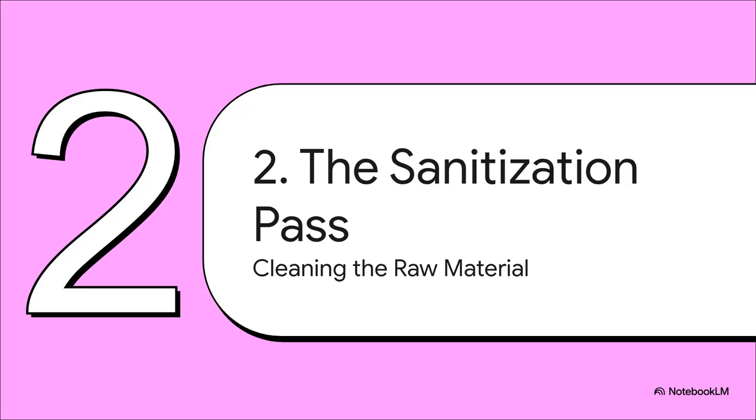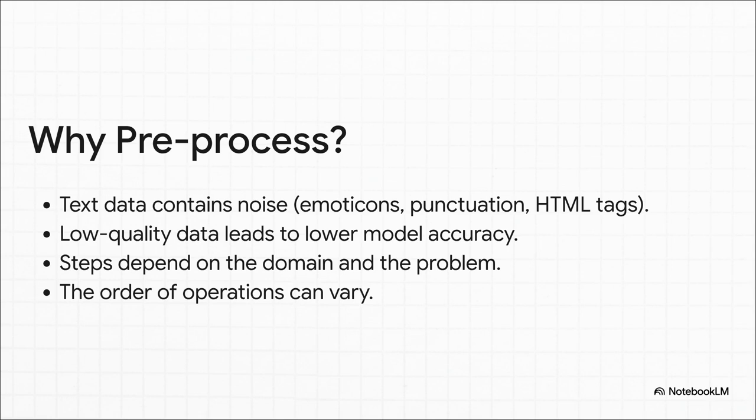Section 2, the sanitization pass. All right, now the real work begins. This is our first active station on the assembly line, where we do the initial cleaning and strip away all that obvious noise. So why even bother with all this? Well, you've heard it before. For any model, it's garbage in, garbage out. If your data is noisy and messy, your model's accuracy is going to suffer, period.